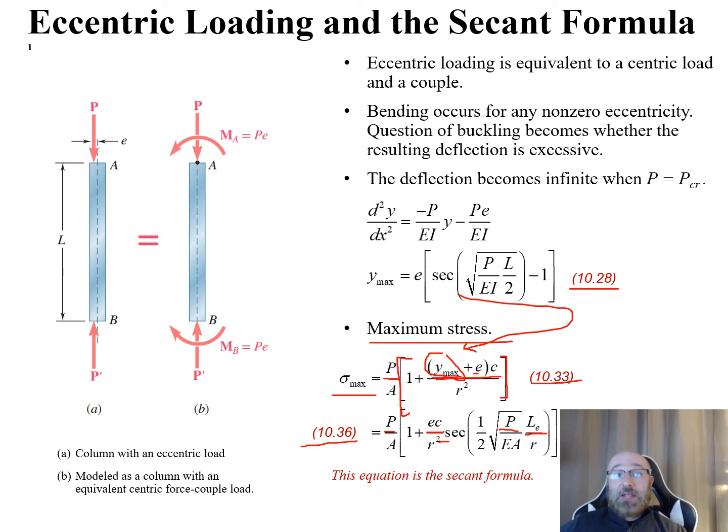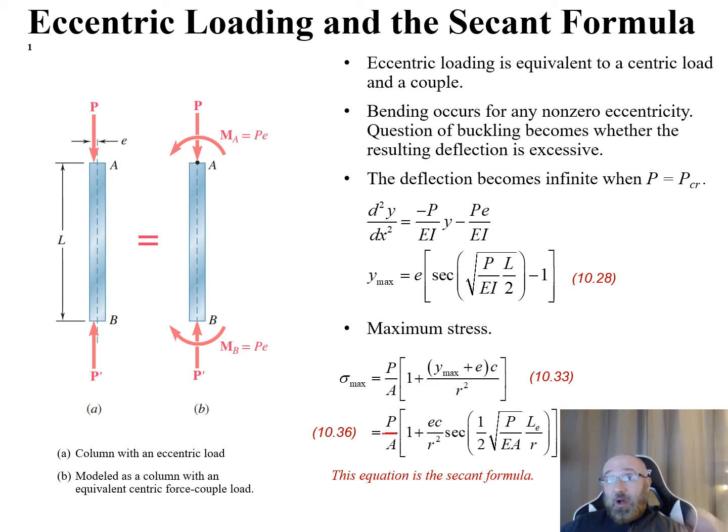Now this is known as the secant formula, from equation 10.36 in our textbook. What the secant formula does is find the force per unit area. So this P over A is our force per unit area that causes a specified maximum stress, our sigma max, in a column with a given effective slenderness ratio, which is this LE over R, with this new ratio EC over R squared, where E is the eccentricity of the applied load.